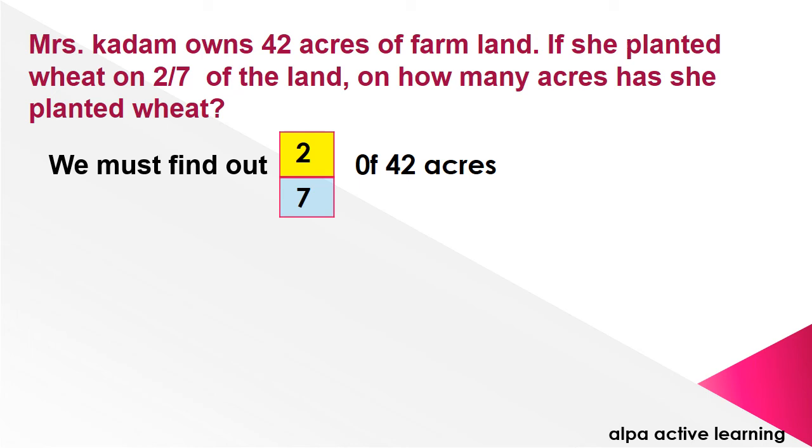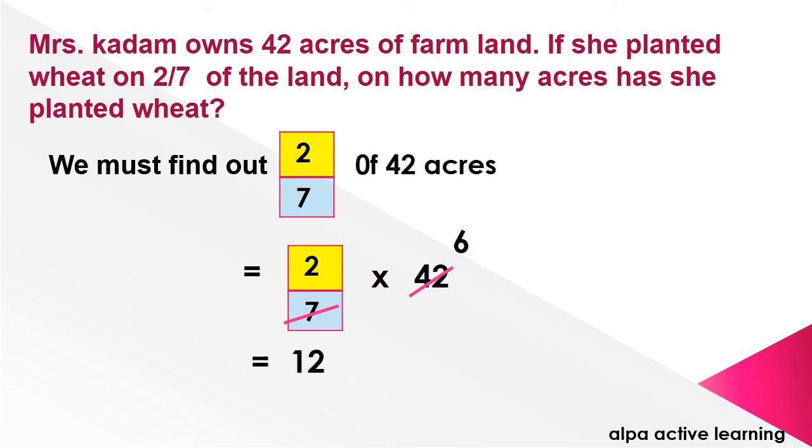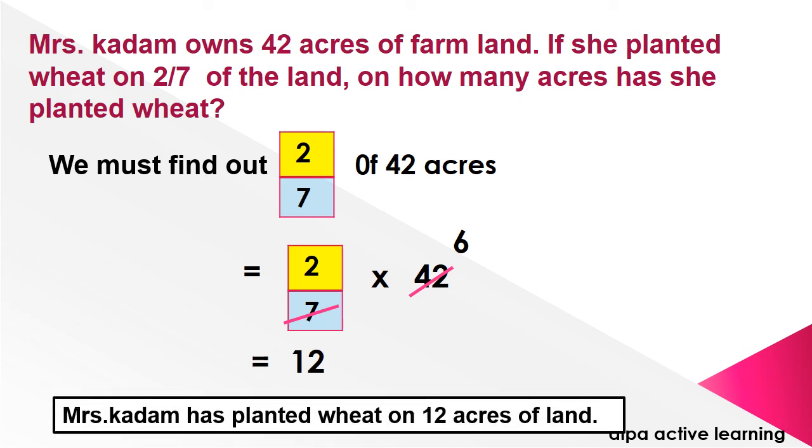So as I said, of means multiplication. So we write 2/7 into 42. Now we know 7 ones are 7, 7 6s are 42. So we cancel this. So now 2 and 6 are remaining in the numerator. 2 6s are 12, and that means Mrs. Kadam has planted wheat on 12 acres of land. Whenever word problems are there, your final answer also should be in words. Clear, children? Now, next.